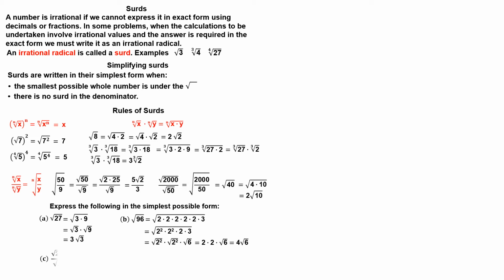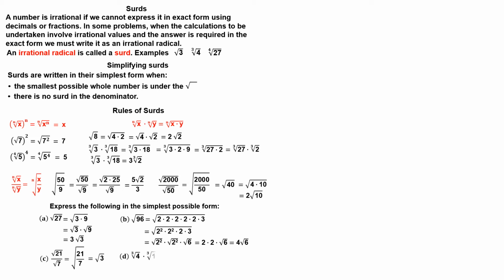The square root of 21 divided by the square root of 7 is the square root of 21 divided by 7. So the square root of 21 divided by the square root of 7 is the square root of 3.